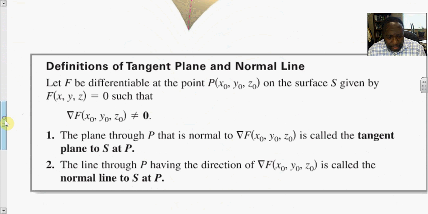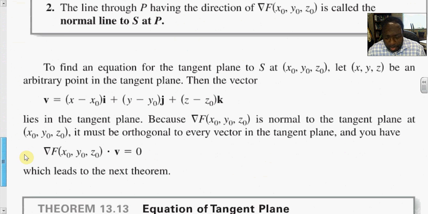Now, first of all, my emphasis is to build the equation of the tangent plane. To find the equation of the tangent plane to S at some fixed point x naught, y naught, z naught, let x, y, z be some arbitrary point in the tangent plane. Then we can build the vector v equal to x minus x naught i plus y minus y naught j plus z minus z naught k. This vector is said to lie in the tangent plane. Now, the gradient function is normal to the tangent plane, so we have perpendicularity, and when two vectors are perpendicular or orthogonal, their dot product is equal to 0.